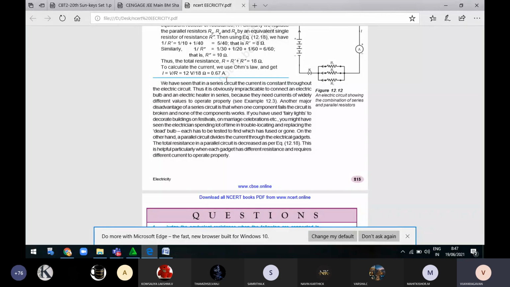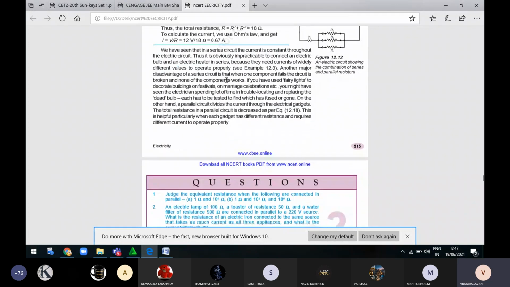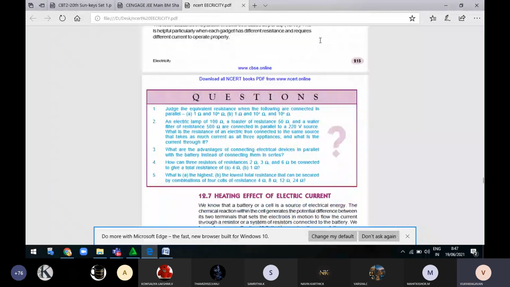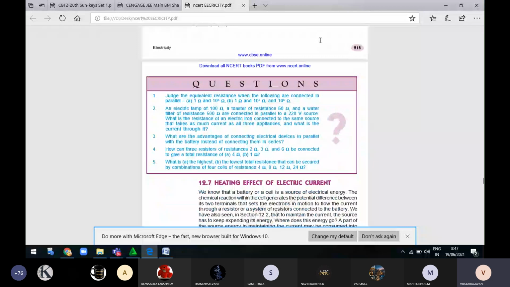These are the important questions. Now you have the interesting questions. Judge the equivalent resistance when the following are connected in parallel. Here three questions are there. It is not an MCQ, it is a judgment question. So 1 ohm and 10 to the power 6 ohm are connected in parallel. What will be the total resistance? Let us go for that question's answer now. I will display it here.